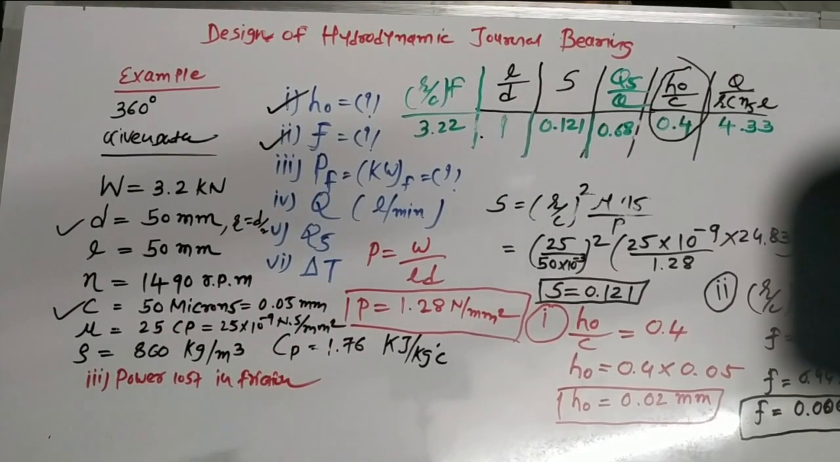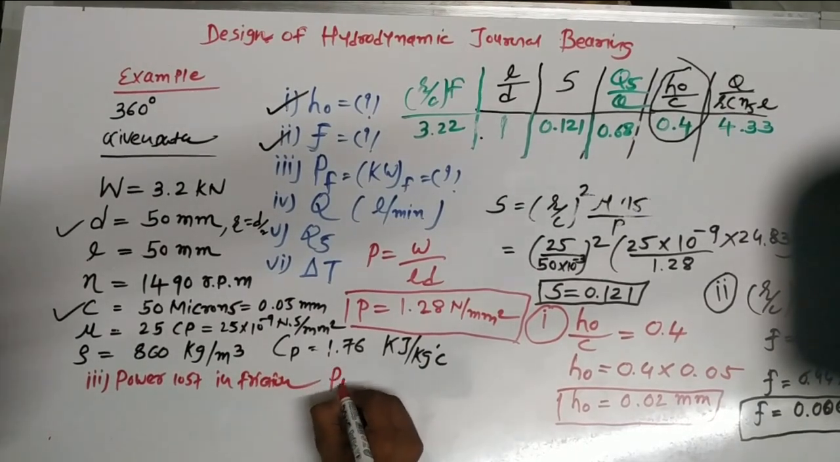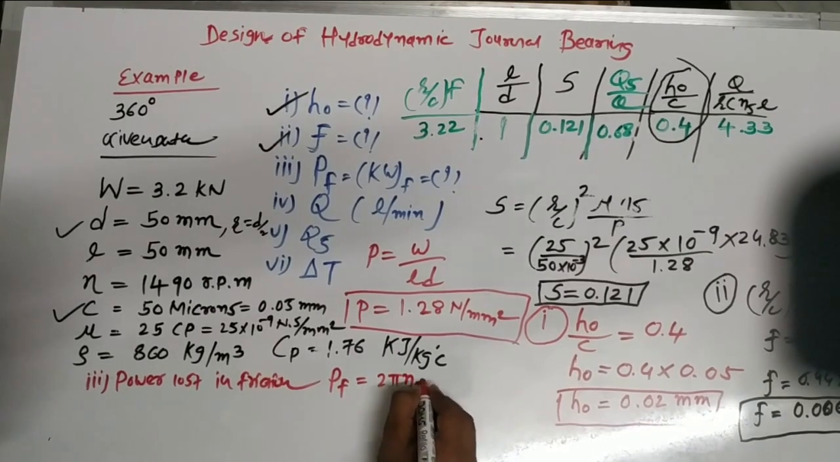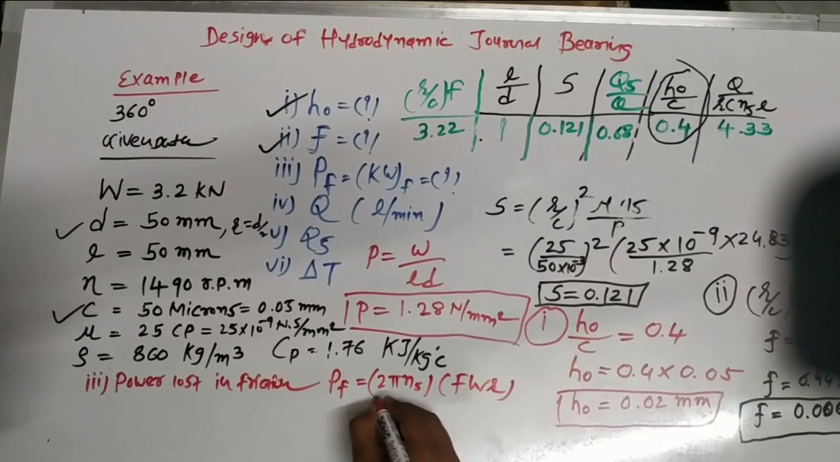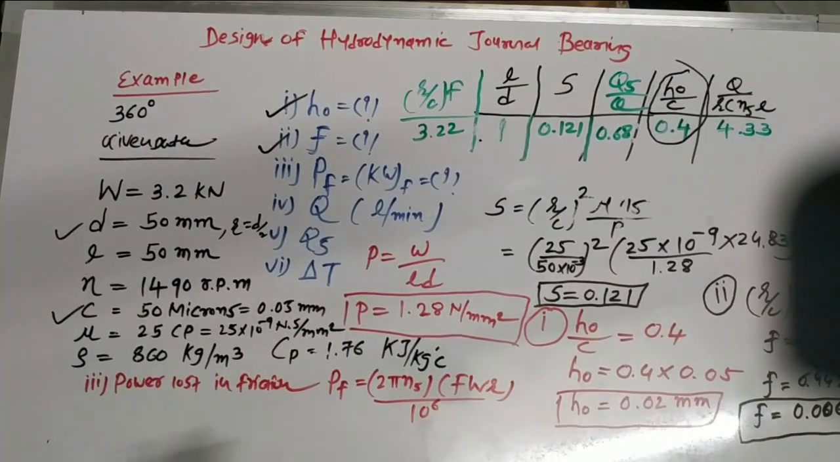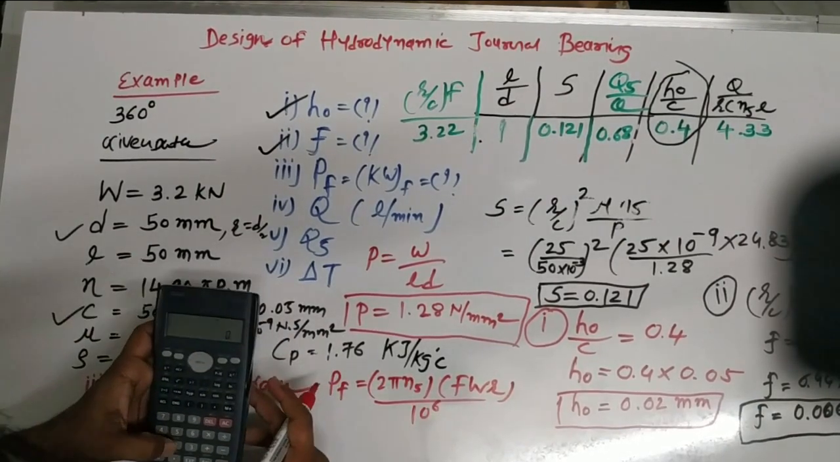So power loss in friction is defined by PF, which is equal to 2 pi ns into f W r divided by 10 raised to 6. So we can have the power in kilowatts, which we have already seen. So we can solve this equation directly.